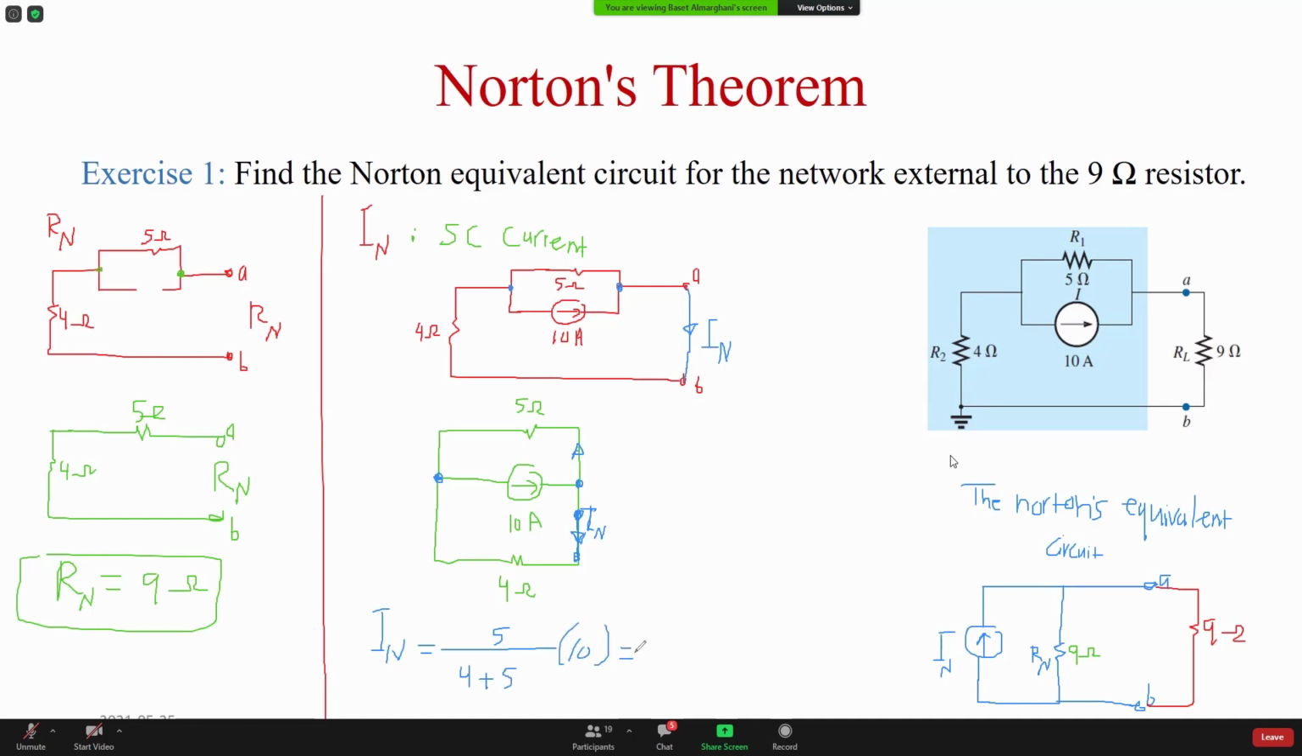So here 50 divided by 9 is actually 5.55, I think, ampere. So the current here is 5.55 ampere. 50 divided by 9 is 5, then you have 5 left. Yes, I think that's the answer. Is this question okay? Any questions here?